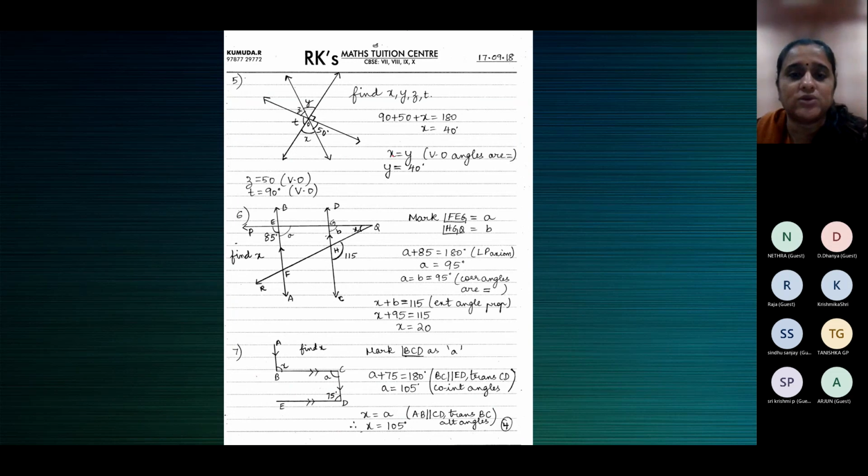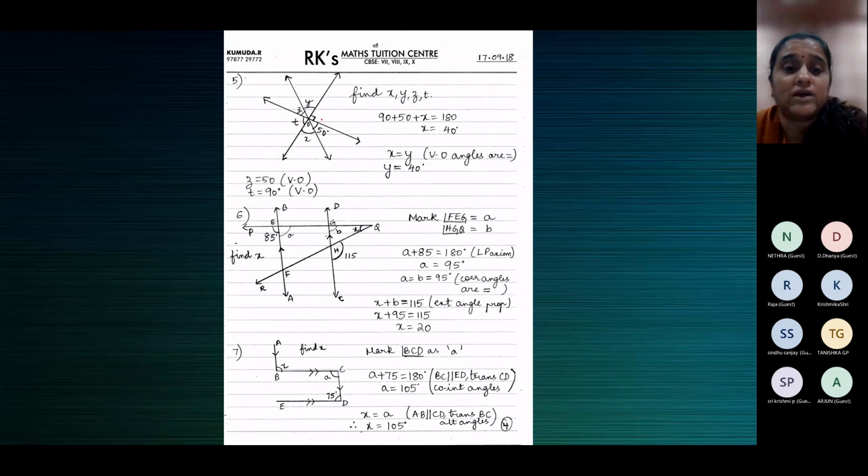Here we need to find x, y, z, and t. We know that this symbol stands for 90 degrees. They will not mark this and say 90 degrees. If they've used that symbol, it means it is 90 degrees. So from this figure, we need to find x, y, z, and t.